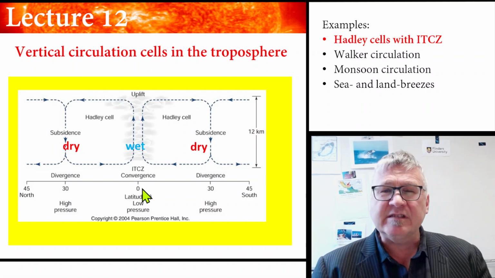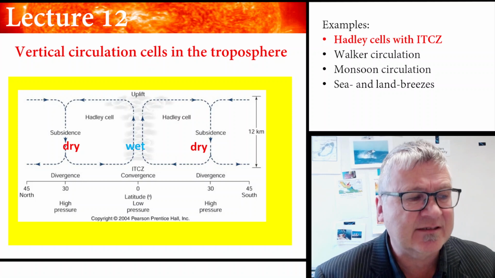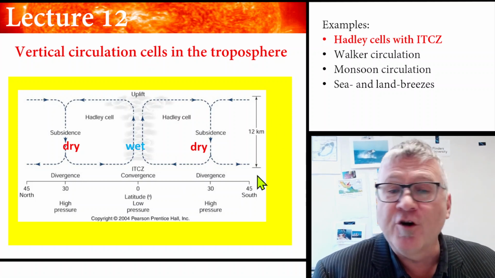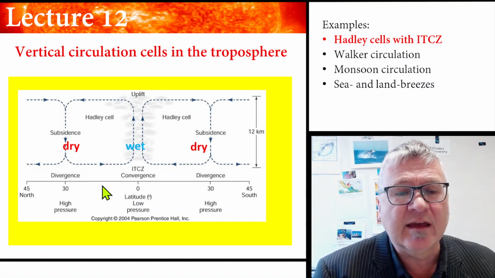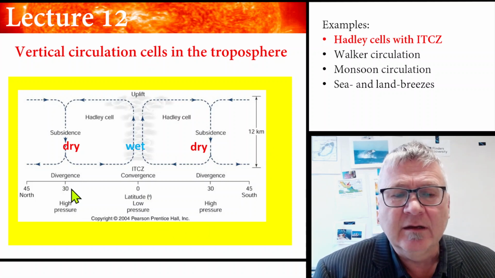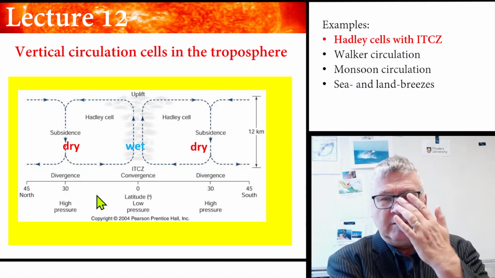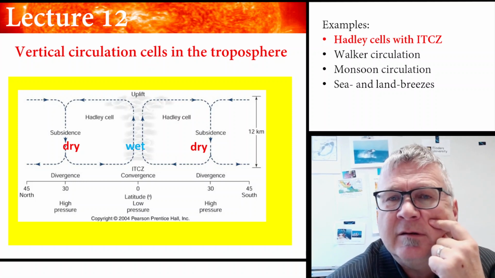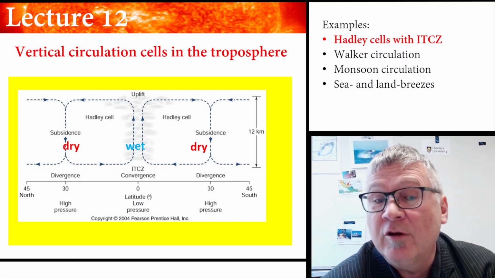So what's the scale of these cells? Can we just look at it? Well, you can see here the height scale, 10 kilometers, 12 kilometers. It's the vertical scale of these cells, and the horizontal scale is about 30 degrees in latitude. How much is that in kilometers? One degree is, what do you think? Do you know that? Okay, one degree, around 100 kilometers.